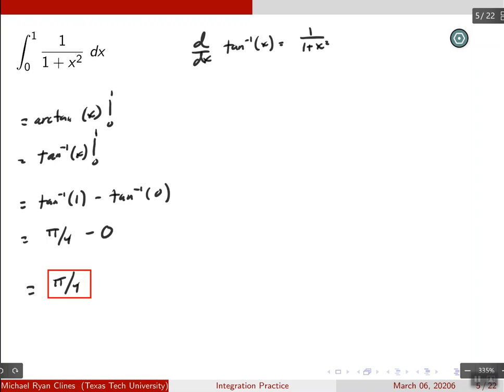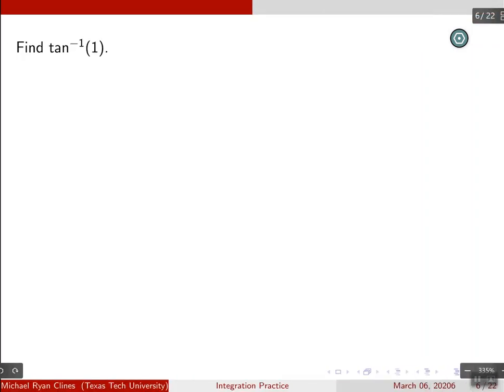Right now, you might be asking, how on earth did he get tan inverse of 1 is equal to pi over 4? If so, don't worry, because that's what we're going to go over right now. We're going to go over how to find tan inverse of 1. If we want to do this, we have to ask ourselves two questions. First, what is tan inverse of x?